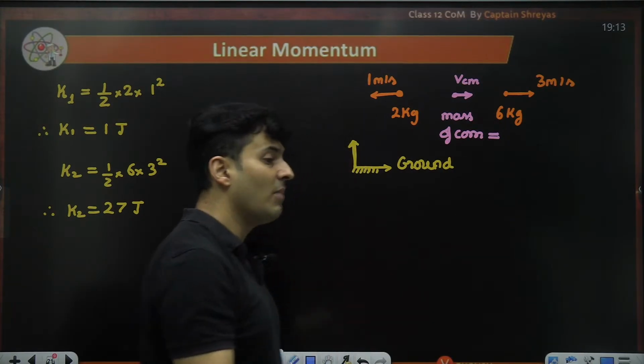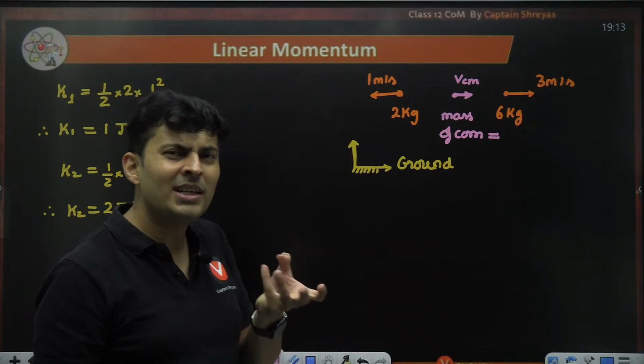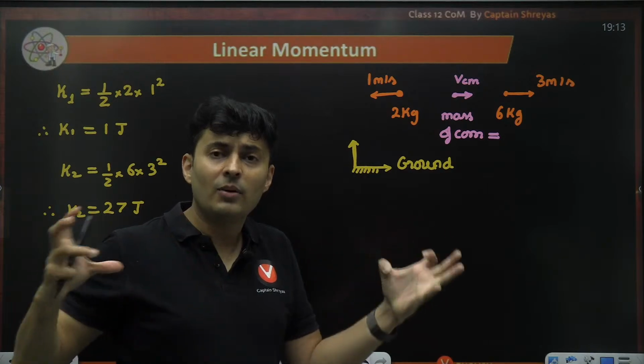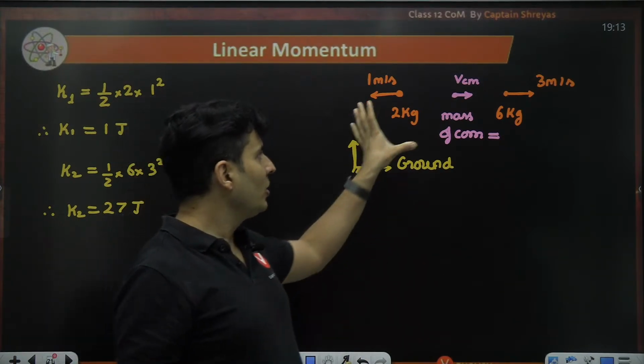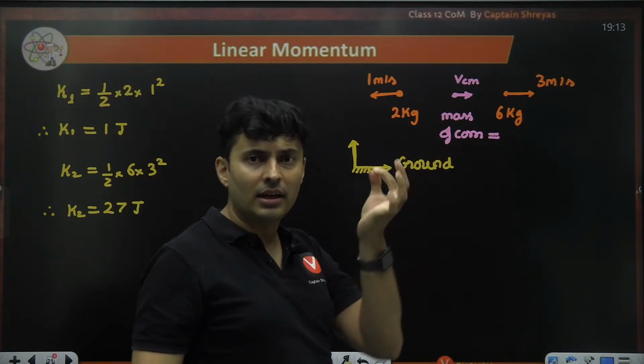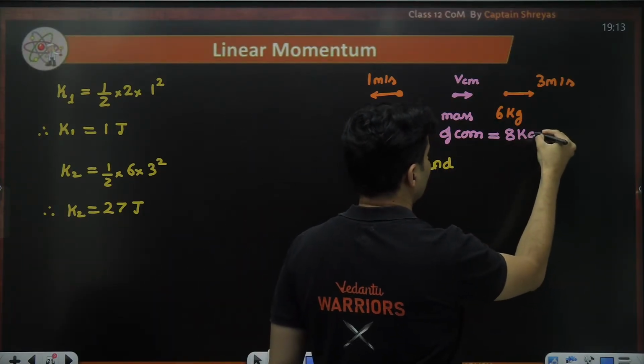I'm asking you, what is the mass of the center of mass? Center of mass is an idea where you completely condense the body into a singular point. So you're combining 2 kg and 6 kg together into a singular point. So 2 plus 6 will obviously become 8 kg.